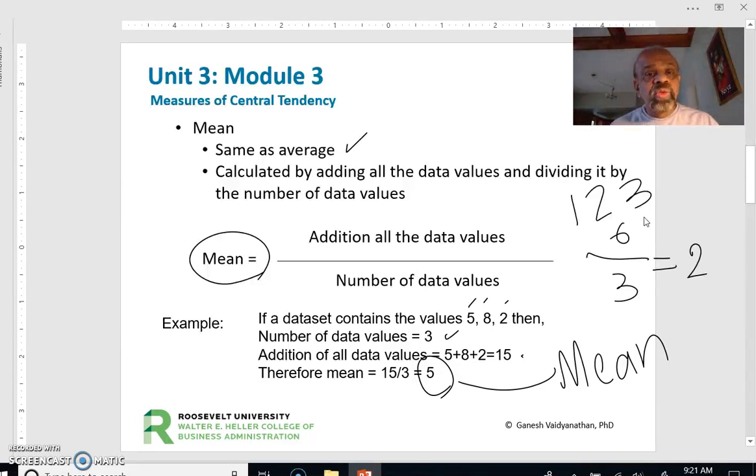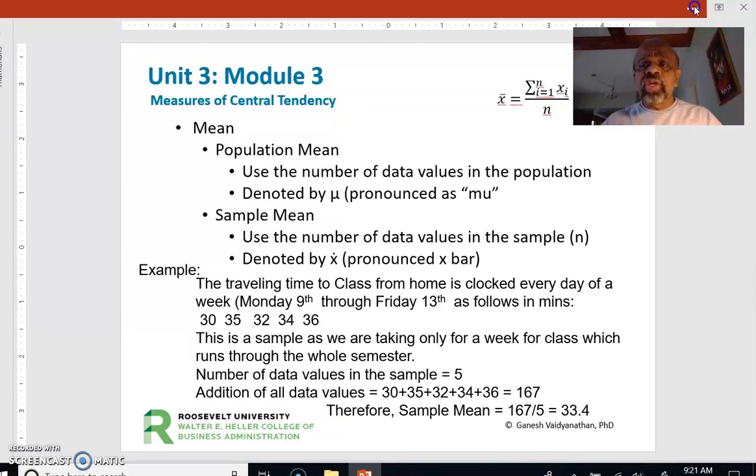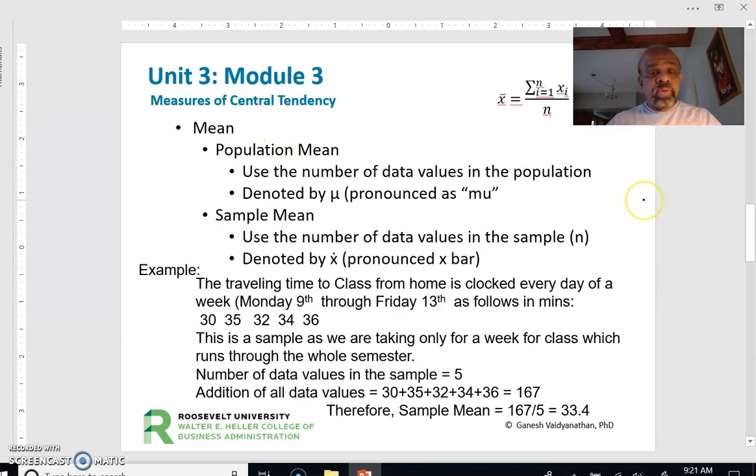And let's go to the next one, which is the population mean. There are 2 types that people do in statistics. One we call a population, another we call a sample. Okay, we will see what is population, what is sample in a few minutes.